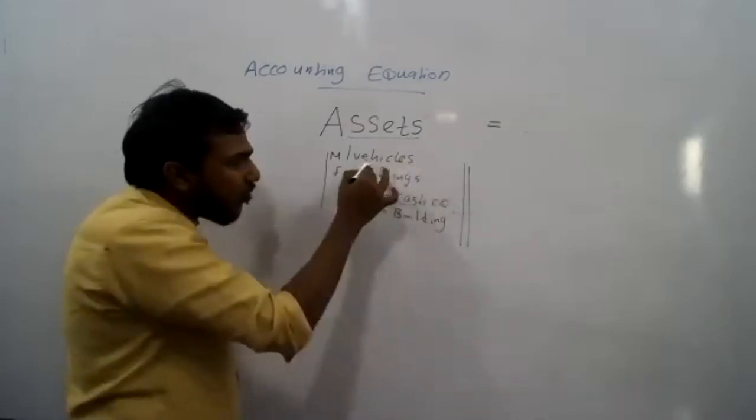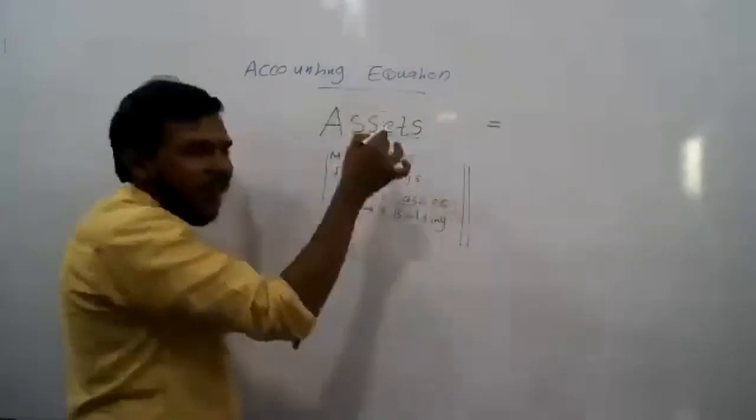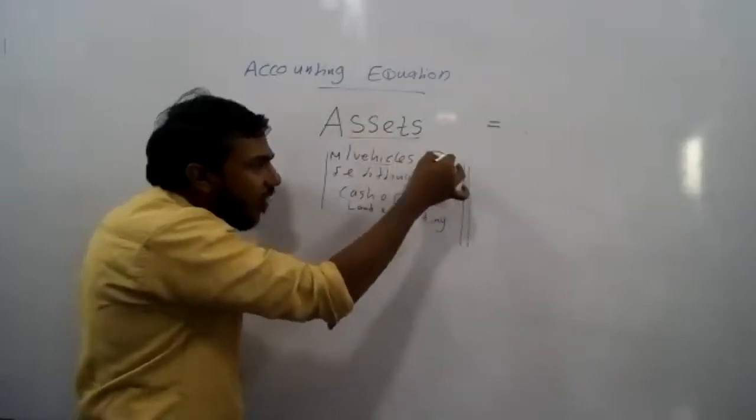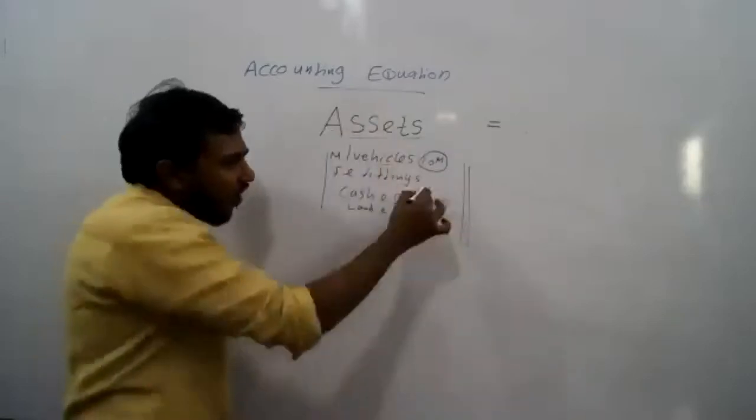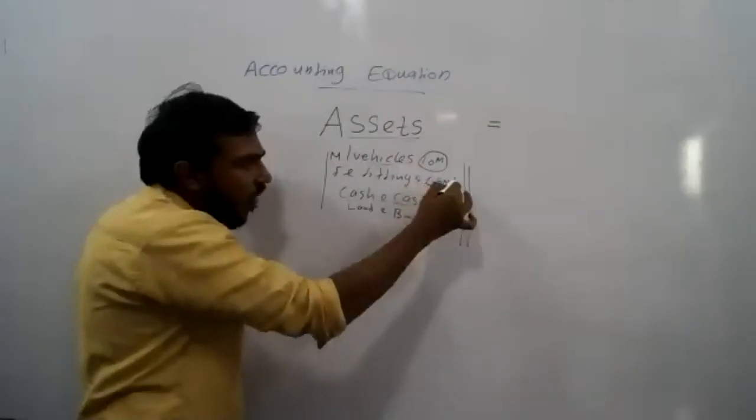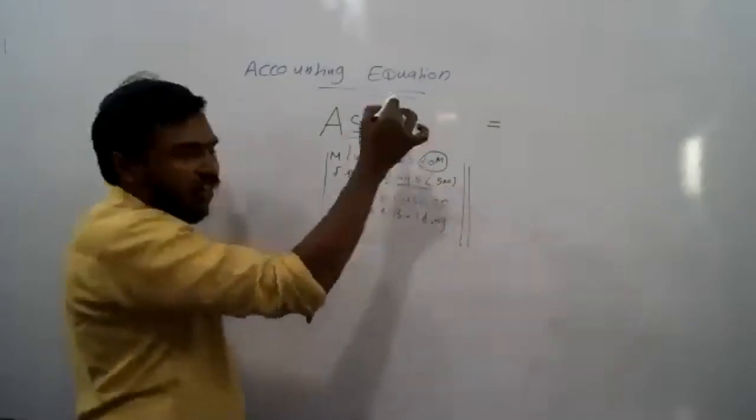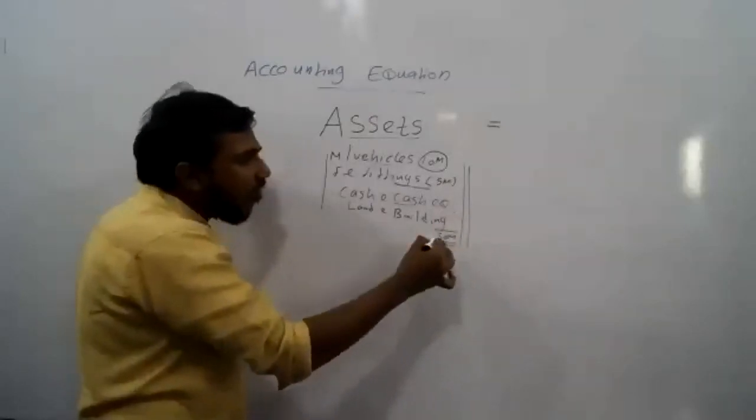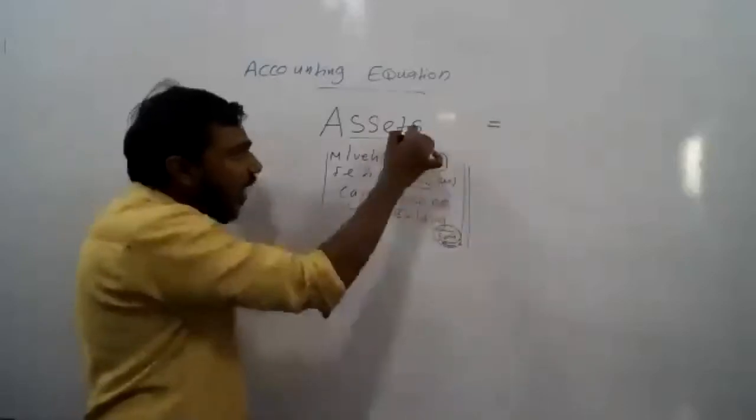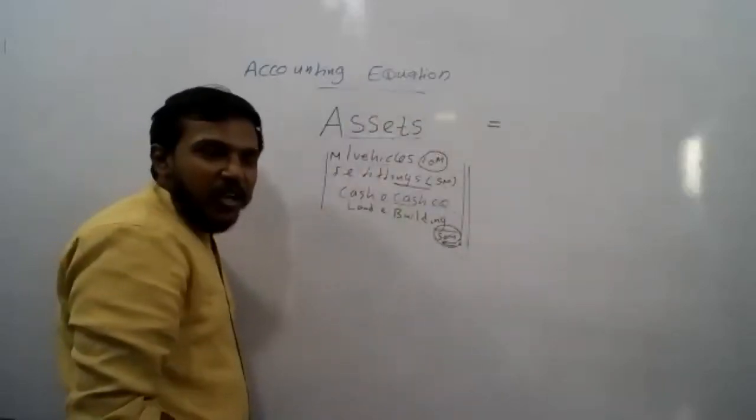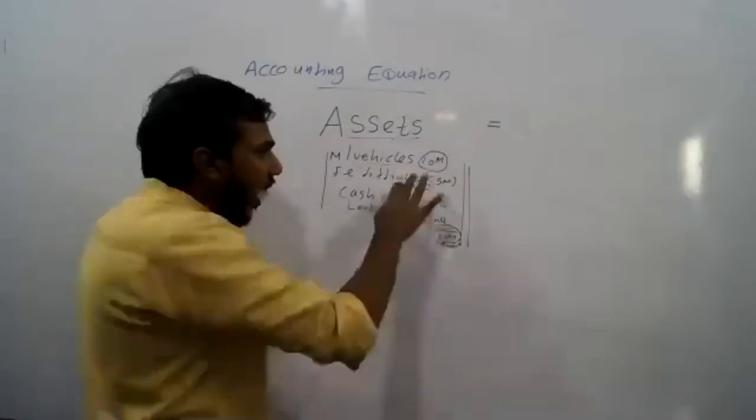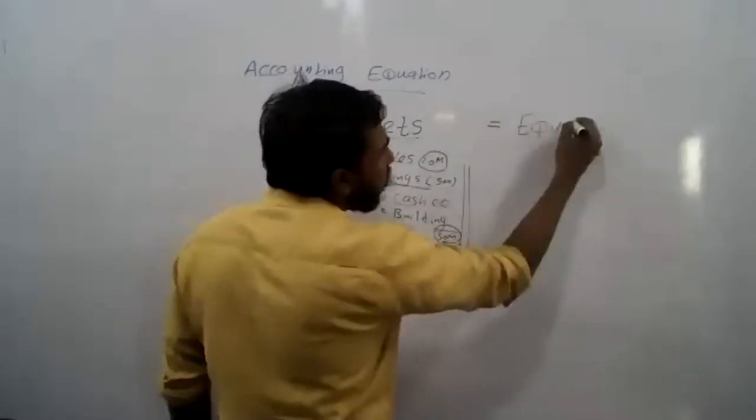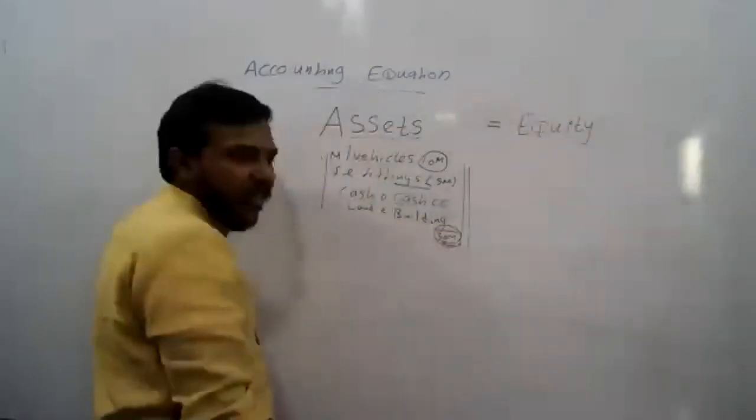So business, if they are having motor vehicles, are supposed to finance the motor vehicle. If it's 10 million, there should be a way how they acquired the motor vehicle. If the furniture and fittings is 5 million, there should be a way how they have financed the furniture and fittings. If the total assets is 50 million, there should be a way how we have financed this 50 million assets. Clear? So now these assets would be financed from the owner. The owner is called what? Equity.